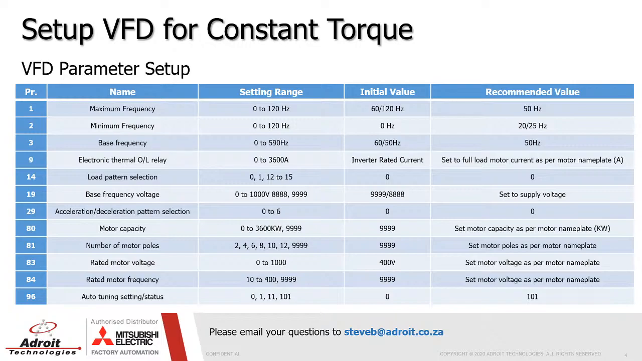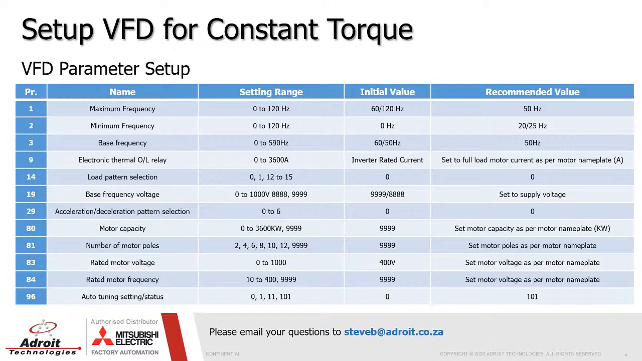Then we're going to jump ahead to parameter number 80, which will be our motor kilowatts. So if the nameplate says it's 100 kilowatt, you're going to put 100 kilowatt in. If it's 90 kilowatt, you're going to put 90 kilowatt in. Parameter 81 will be the number of poles of the motor. So if it's a 2-pole, 4-pole, 6-pole, or 8-pole motor, you're going to put that number against parameter 81.